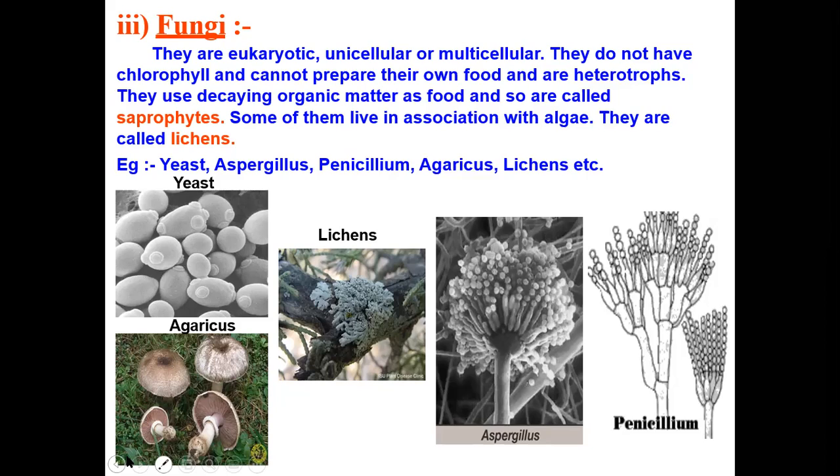They are called lichens. When fungi live in association with algae, this combination is known as symbiosis, in which both partners give some benefit to each other. Here, fungi are unable to make food, so fungi depend on algae for food supply, and fungi provide habitat as well as home to algae. Some examples of fungi are yeast, asparagus, lichen, aspergillus and penicillium.